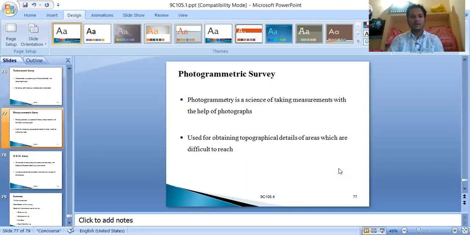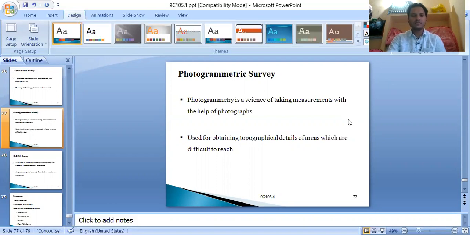And we have photogrammetric survey. Till now we have discussed different types of surveys like chain survey, compass survey, leveling, theodolite, and tachometry. These are all the basic surveys where we have to take the measurements by ourselves. But photogrammetric survey is a type of survey in which measurements are taken with the help of photographs.